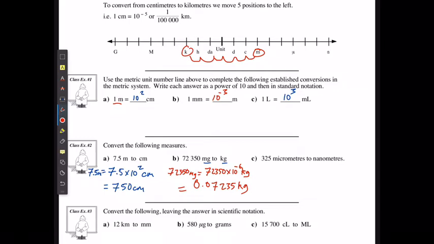If I'm going from micrometers to nanometers, micros here, nanos here, and I had to move it 3 times to the right. 325 micrometers is going to equal 325 times 10 to the power of 3 nanometers. Which means that this would be the same as 325,000 nanometers.